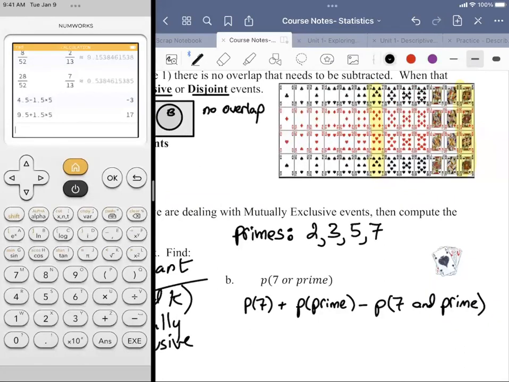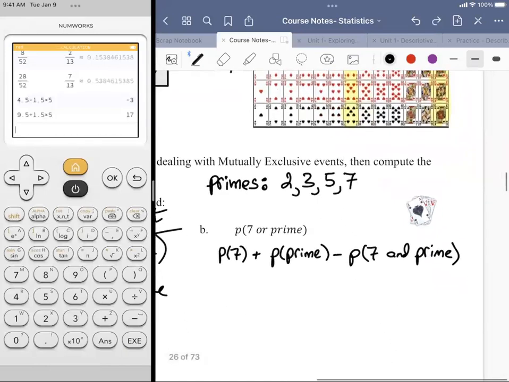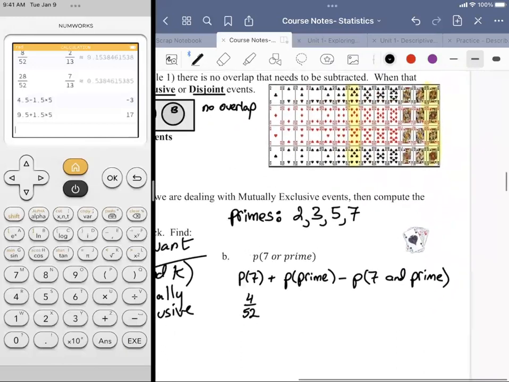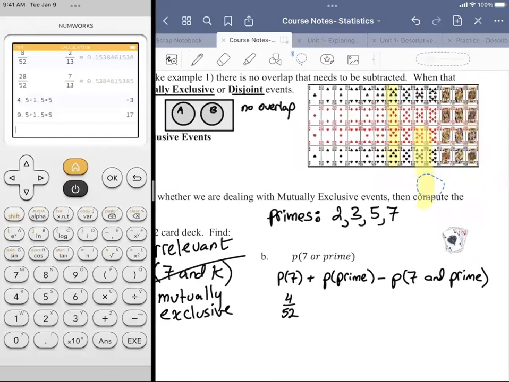All right. So since 7 is a prime number, all we would have to do is figure out the list of primes in the deck because it will already have included the 7s. That's a more intuitive way of going about it. But if you wanted to go by the formula, so by the book, you'd look at the number of ways you can get a 7. That'd be 4 out of 52. Then you'd look at the number of ways in which you can get a prime.